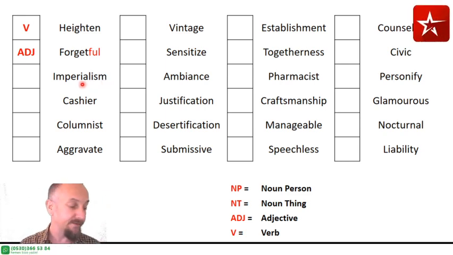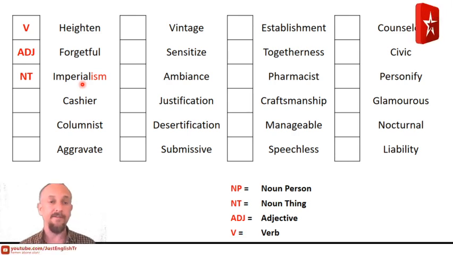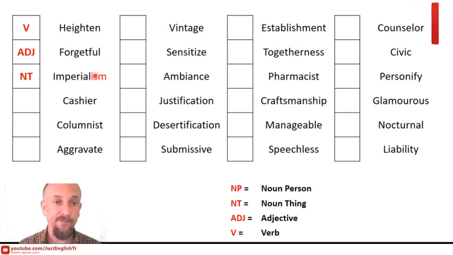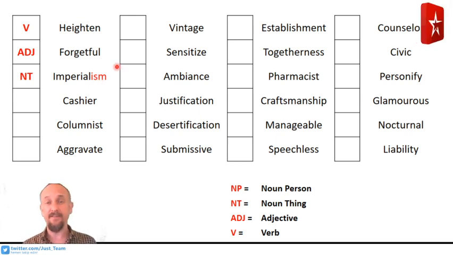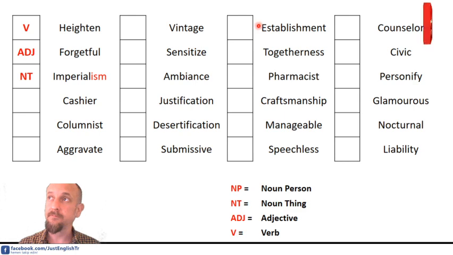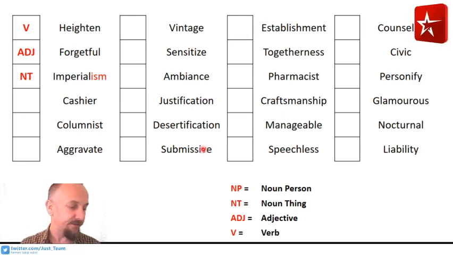Yep, imperialism is a noun thing. Very good, Tolga. Well done. It's a noun thing. And as we saw last week, this ism is usually used for political ideas or belief systems. Communism, Buddhism, they're beliefs. Catholicism. Then we just have Islam. That's slightly different, actually.